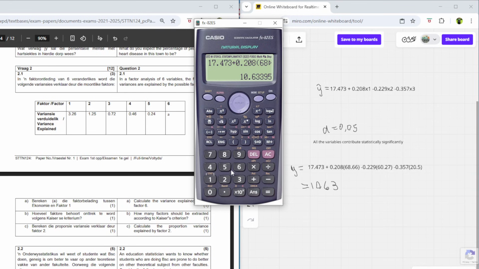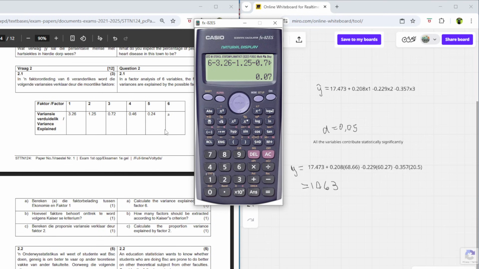Because there are 6, we're just going to say 6 minus 3.26 minus 1.25 minus 0.72 minus 0.46 minus 0.24, and that is equal to 0.07. That is the answer for the value of A.